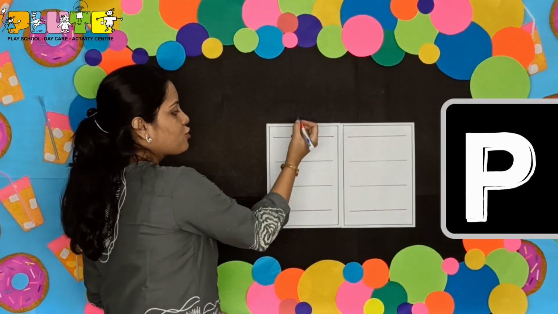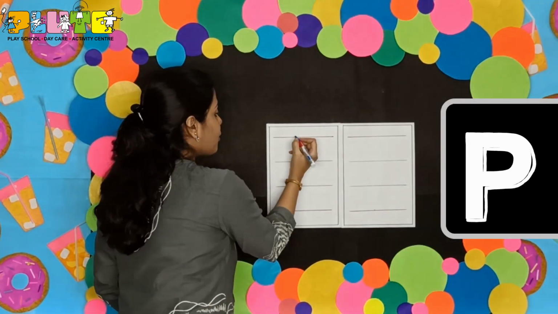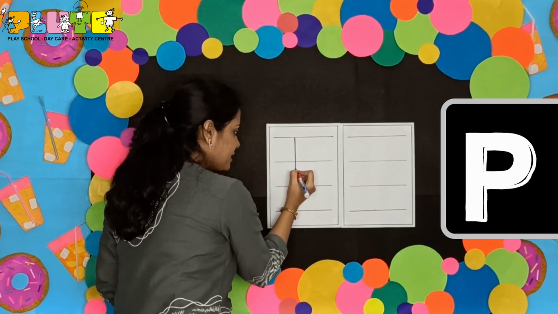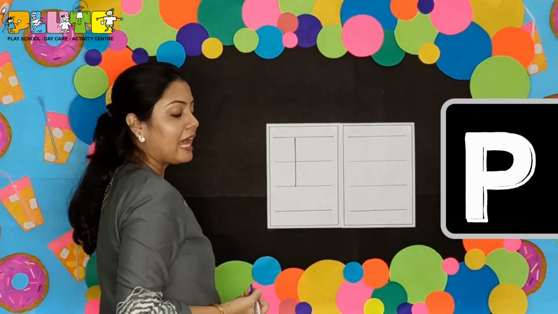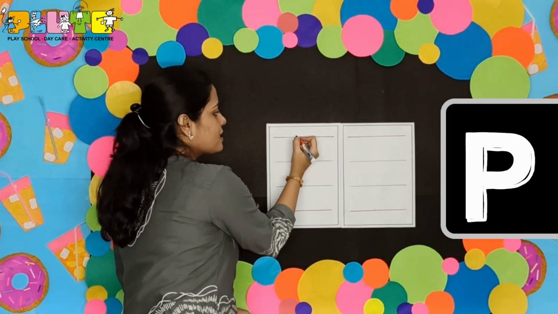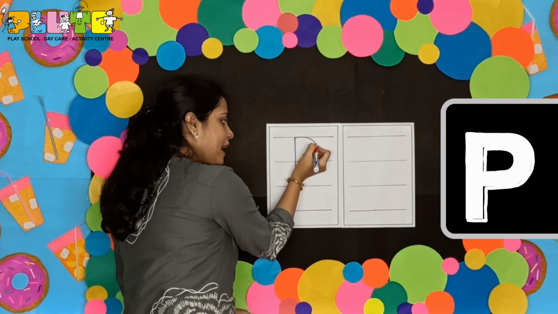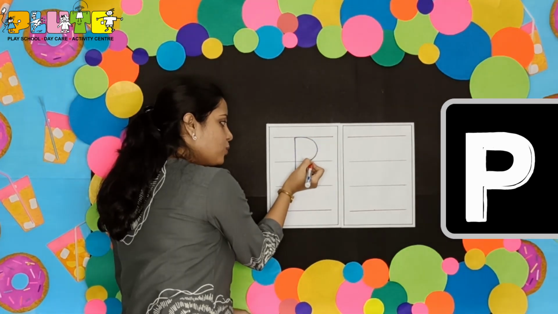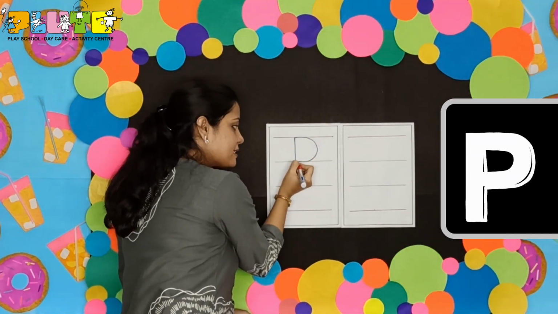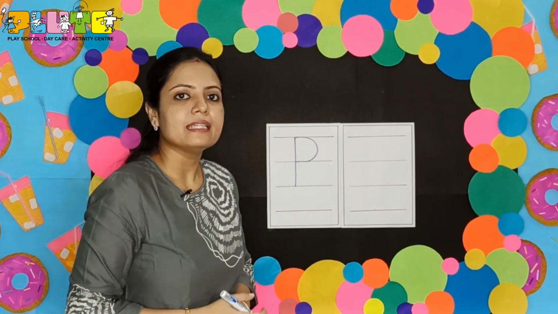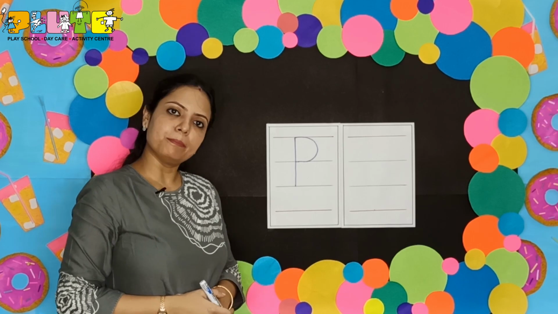So first I'll draw a standing line. From the first line, I'll slowly go down till the third line. And then from the same point, I'll draw a curve from the first line, and then I will close the curve till the second line. So this is P. And the next alphabet is B.